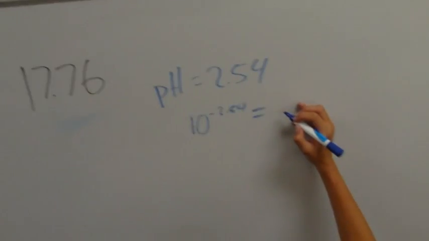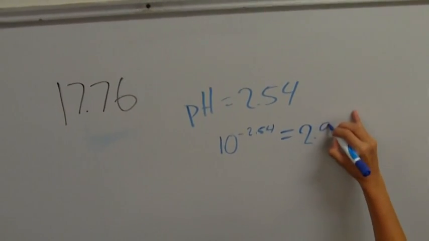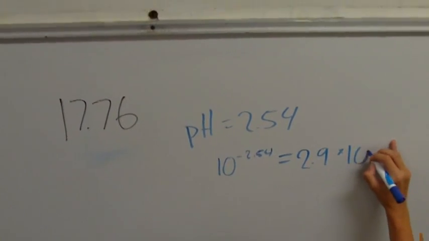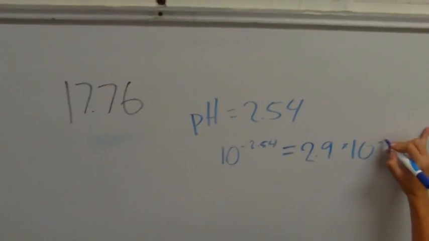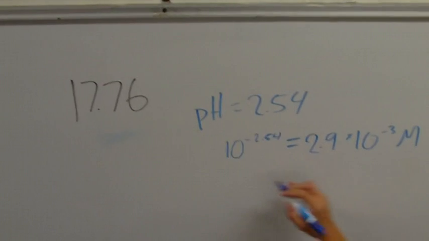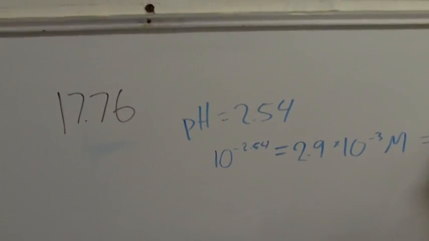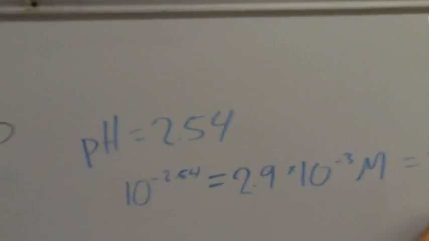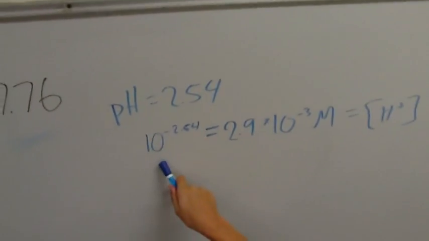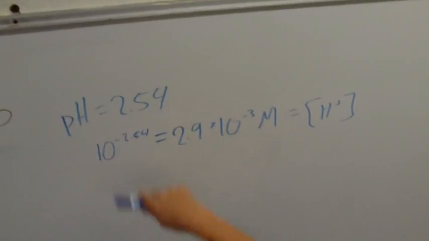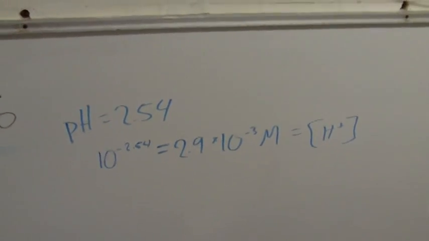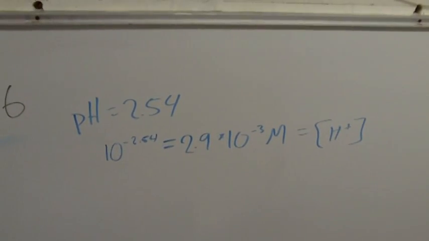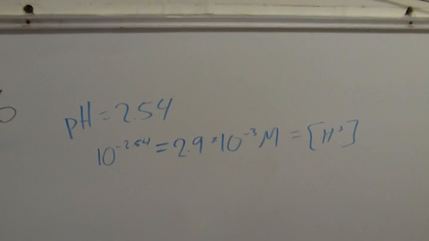So that's going to be 2.9 times 10 to the negative 3 molar, which is going to be the concentration of our H ions. Because the negative log of this is that, and so if you take 10 to the negative of that, you get that, as algebra with logs. It's kind of confusing, but that's what it is.